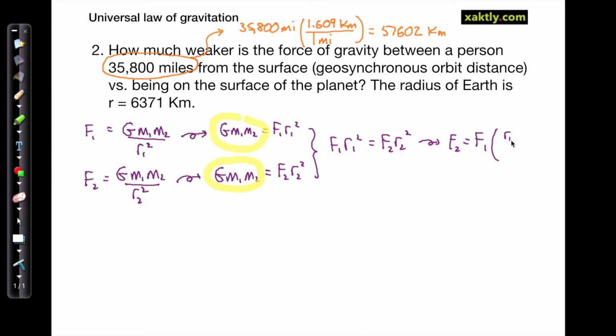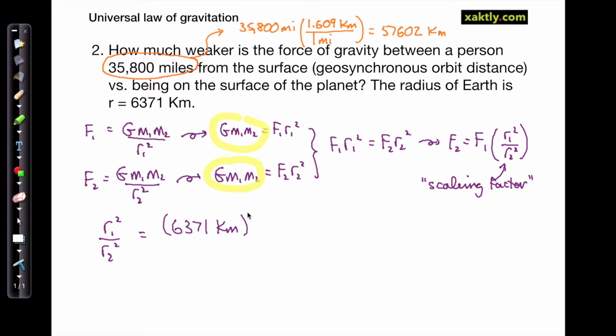And I could now say that the second force, the force far away, is equal to the ratio r1 squared over r2 squared times the first force, and we'll call that just a scaling factor. And that scaling factor is what I want to solve for. That's going to give me basically the percent of F1 that will be F2.